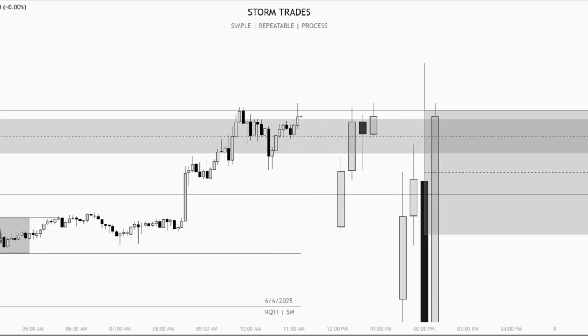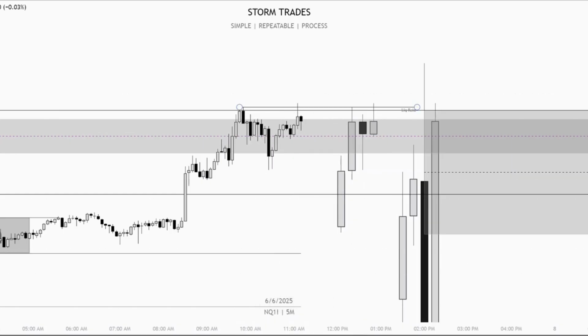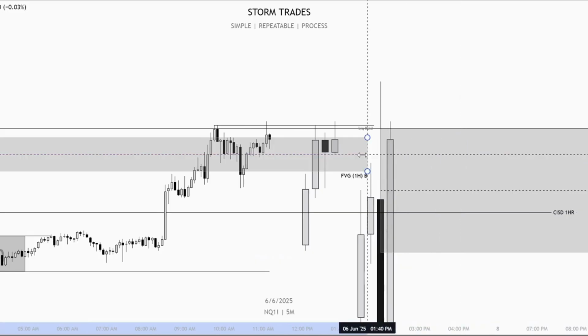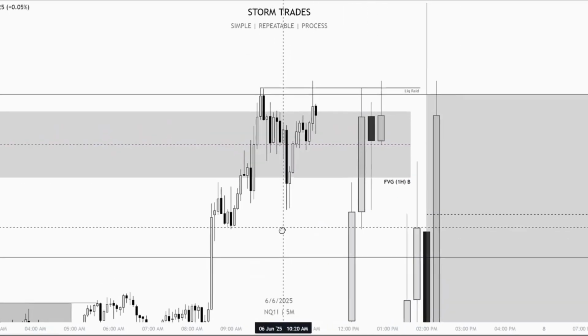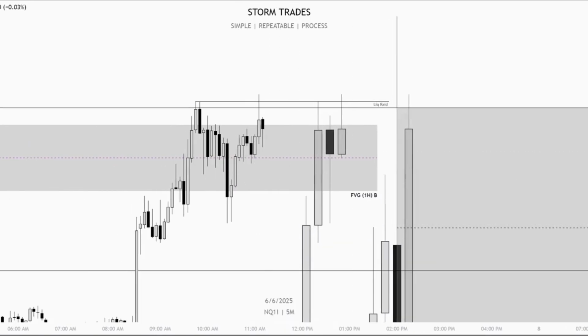We're still watching price, and at this point right here, we have just gotten our sweep inside of the M5 time frame, and we are still inside of the bearish hourly fair value gap right here. All right. So now I'm following price, and I'm trying to establish a change in the state of delivery.